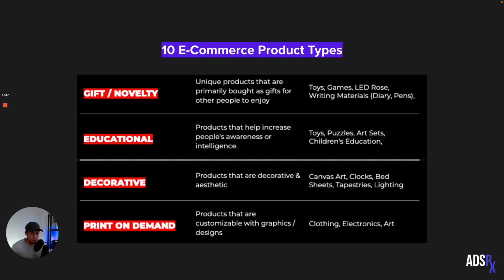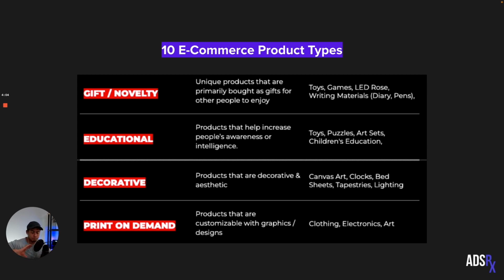Next you have decoration, products that are decorative and aesthetic. You have canvas art, clocks, bed sheets, tapestries, lighting. Lastly, you have print on demand. These are products that are customizable with graphics and designs. Clothing, electronics, art. There are so many different types of those.